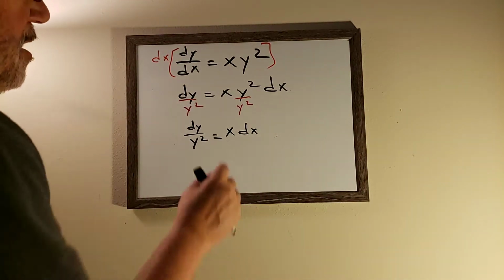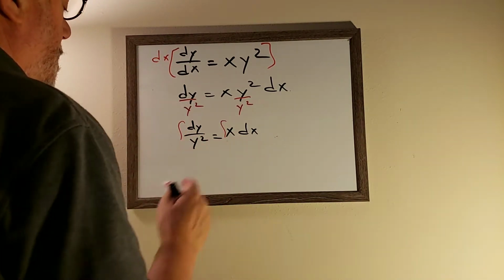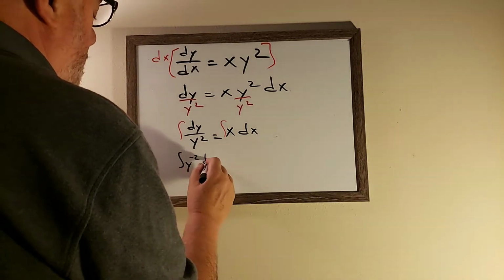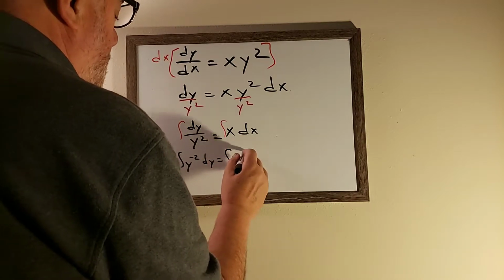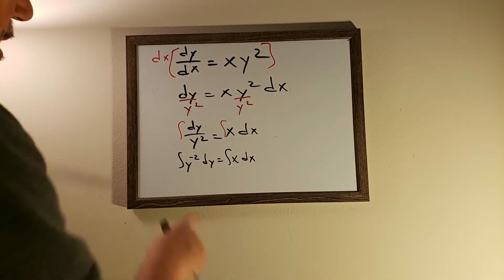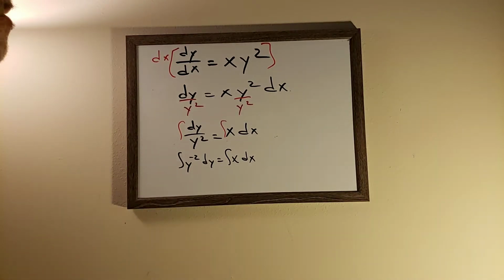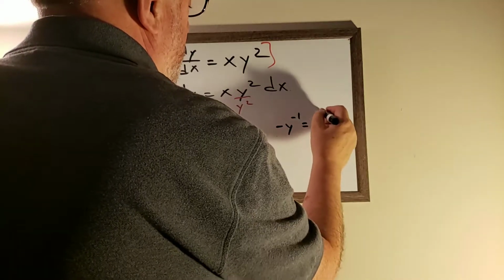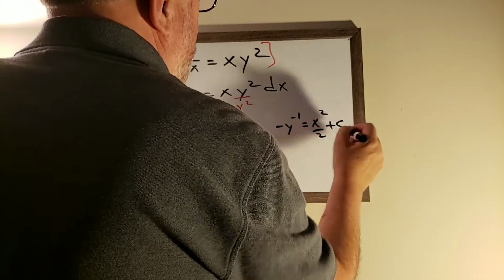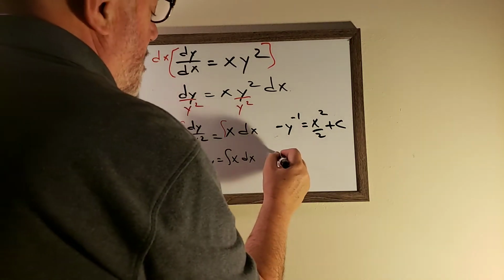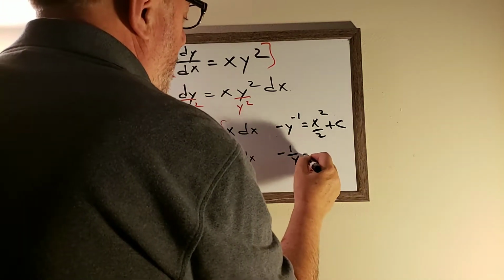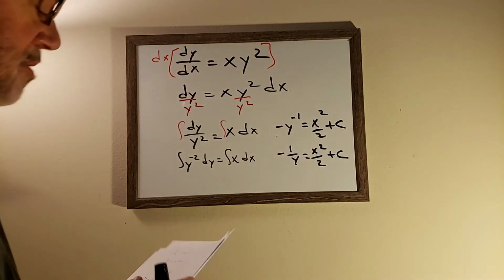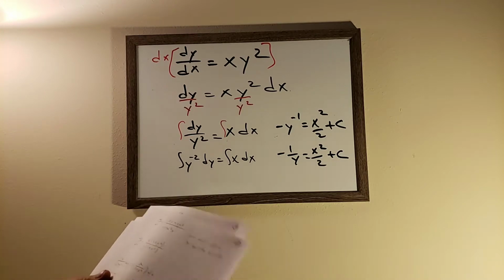And so we get dy over y squared equals x dx. This, again, we can now integrate. And so this would be the same thing as integrating y to the minus 2 dy, integral of x dx. And if I integrate y to the negative 2, we get negative y to the minus 1, which is going to equal x squared over 2 plus c. And then, of course, this I could also write as negative 1 over y equals x squared over 2 plus c. Right? And so we've integrated that one.